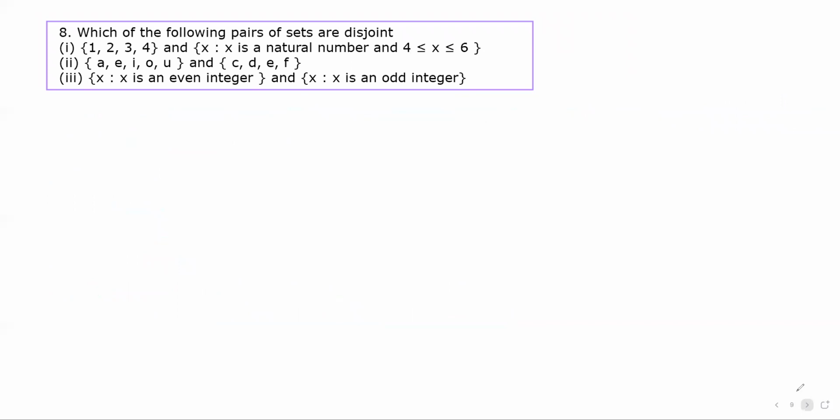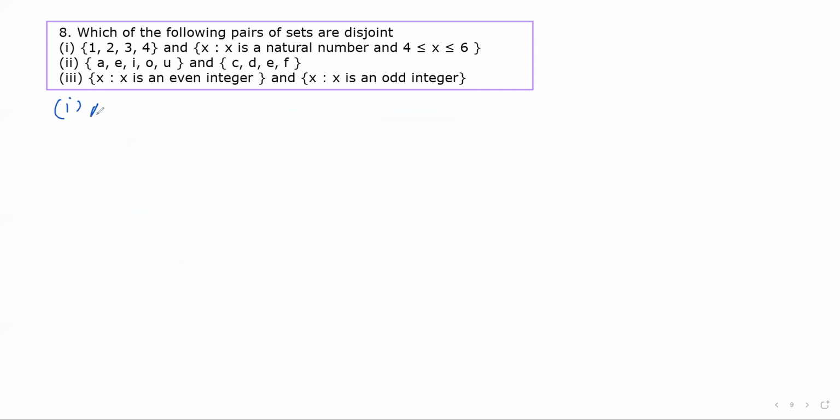Which of the following pairs of sets are disjoint? Disjoint sets are those sets which do not have anything in common. So what we'll do is find the intersection of the two sets in each example and see whether the answer is phi, or non-empty, or at least a singleton set.